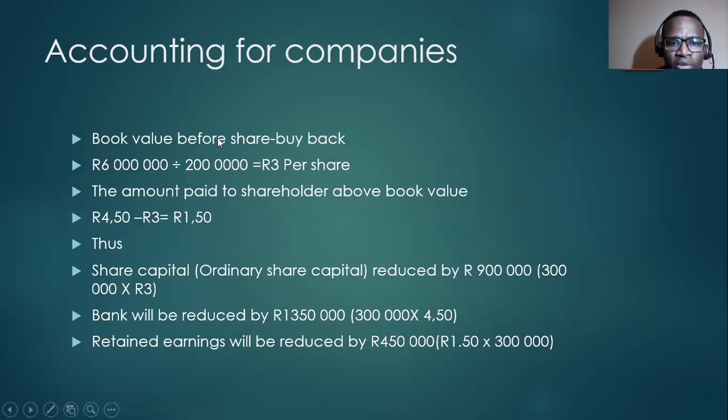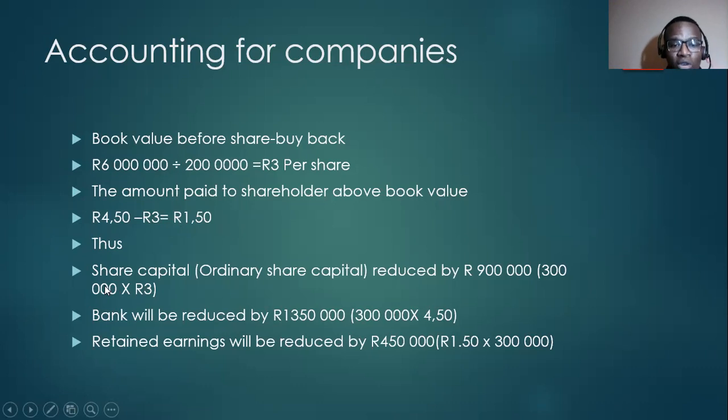Book value before share buyback: 6 million divided by 2 million shares, then it's going to be 3 rand per share. Sorry for the typo there. Then the amount paid to shareholders above book value: they buy the shares back at 450, the book value as determined above is 3 rand, which means they've given more by 1 rand 50.